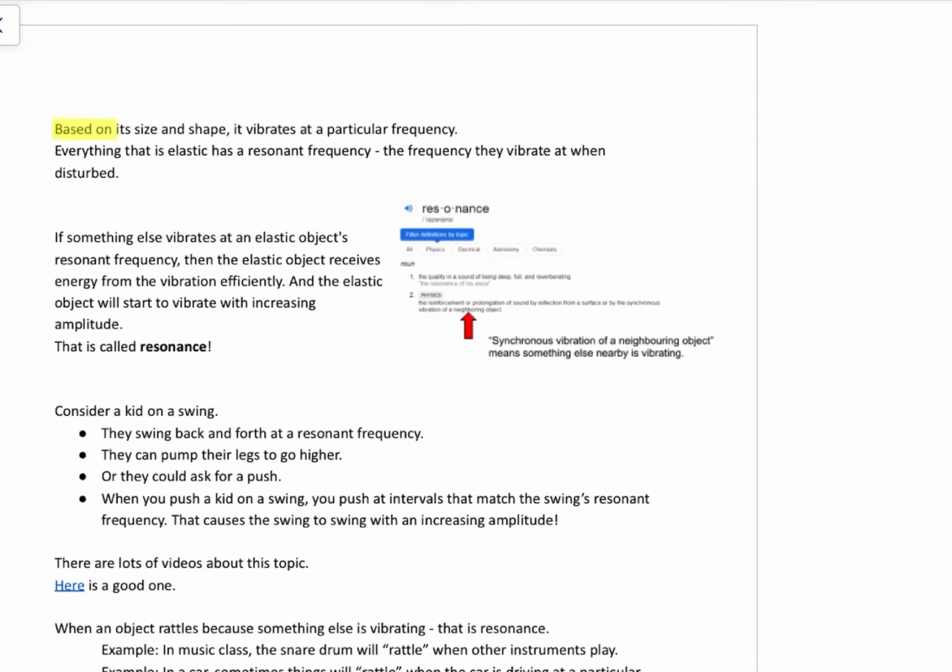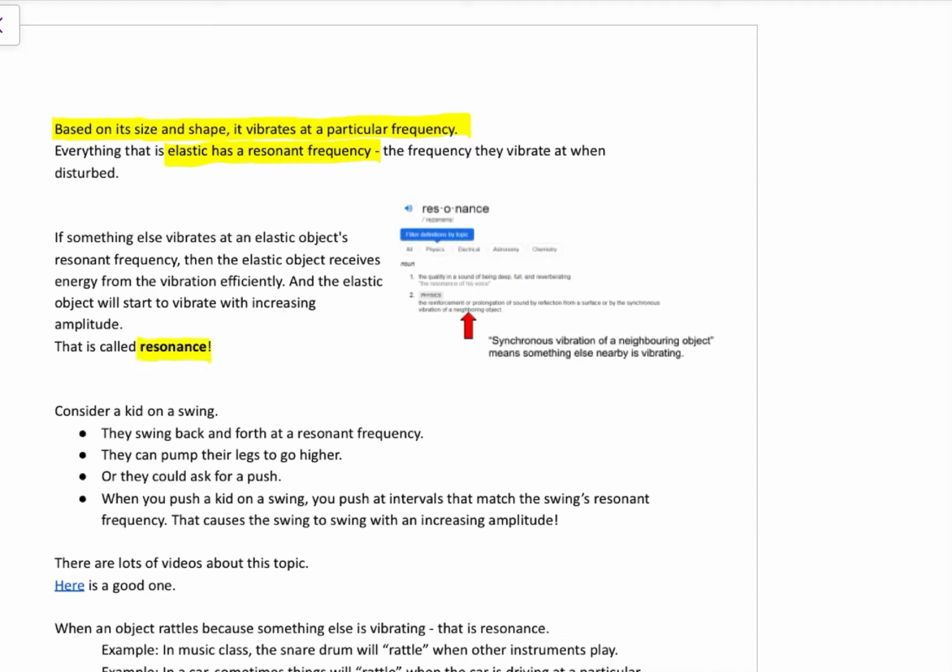Based on their physical properties, their size and shape, all objects tend to vibrate at this particular frequency. So we can say that every object that's elastic can vibrate, and every elastic object has this resonant or natural frequency that they vibrate at when they're disturbed. Play with the ruler or ting the wine glass. Now here's what resonance is.